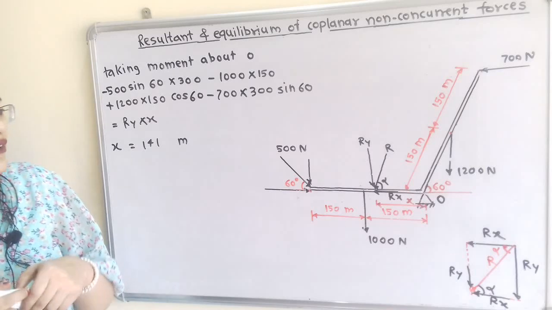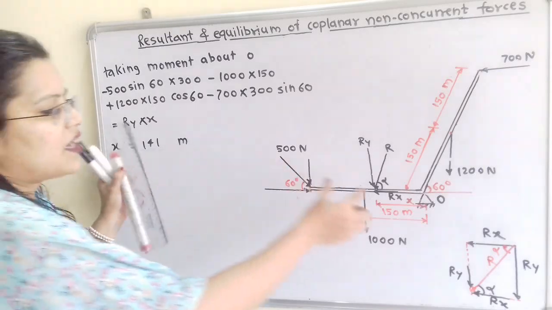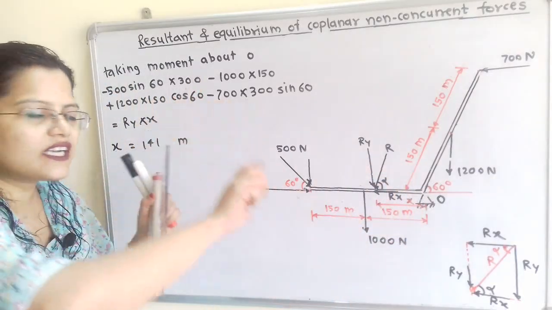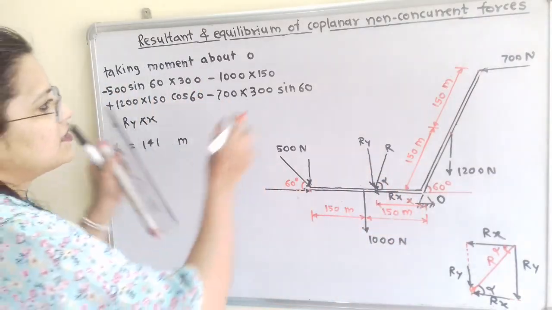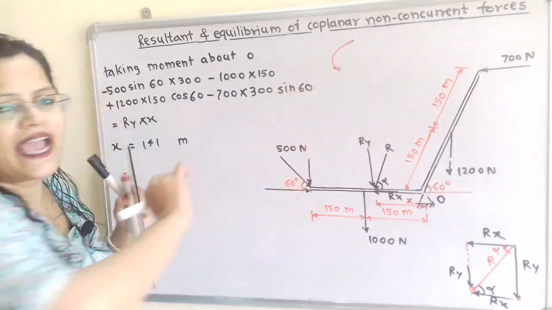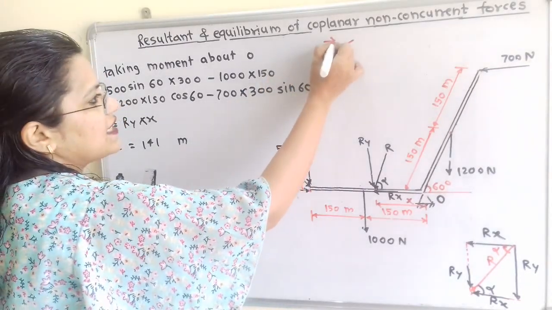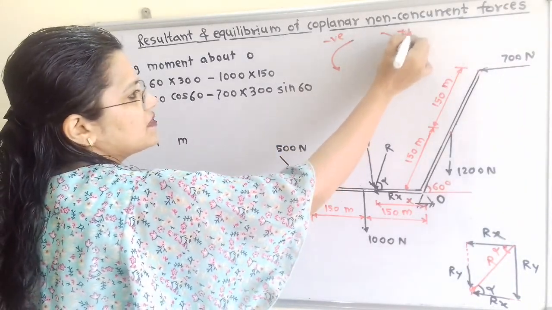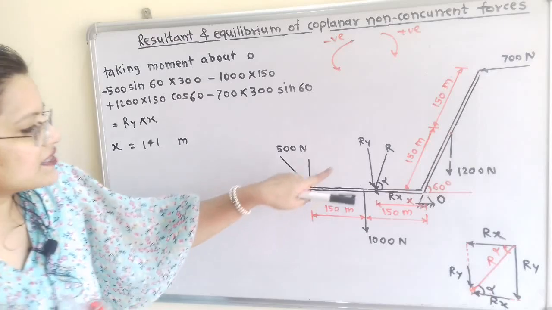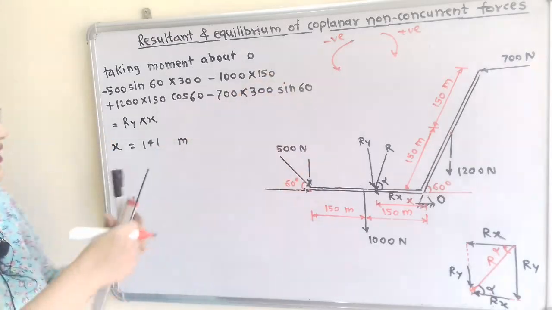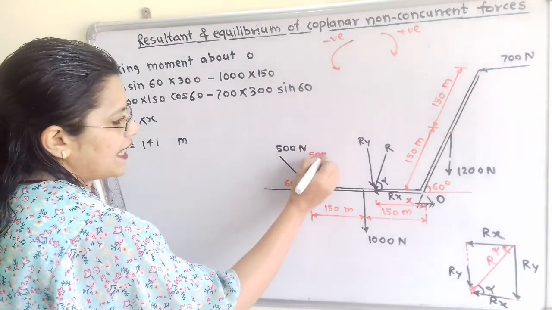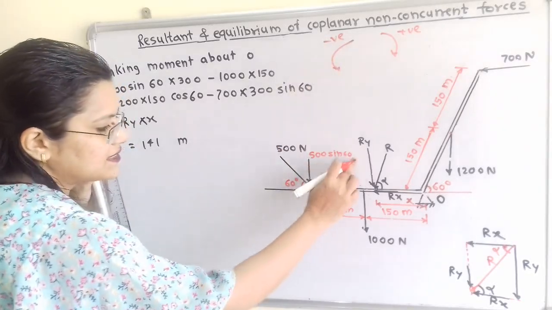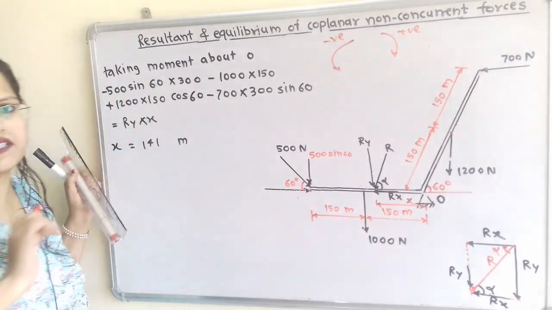So how can we decide the sign? If we move the compass about the point O in the direction of the 500 Newton, that is in the downward direction, then this is the anti-clockwise direction, and for this direction we will consider the negative sign, and for the clockwise direction we will consider the positive sign. So here is the anti-clockwise direction, so we can say that its value is 500 sine of 60. So minus 500 sine 60 multiplied by 300.